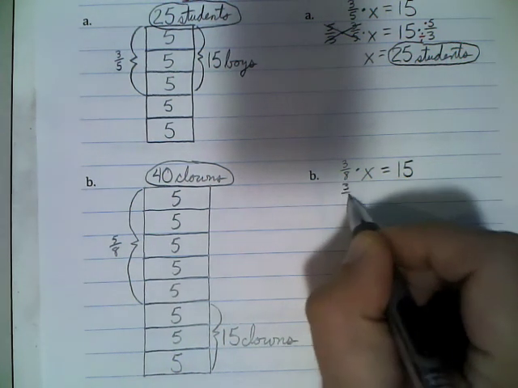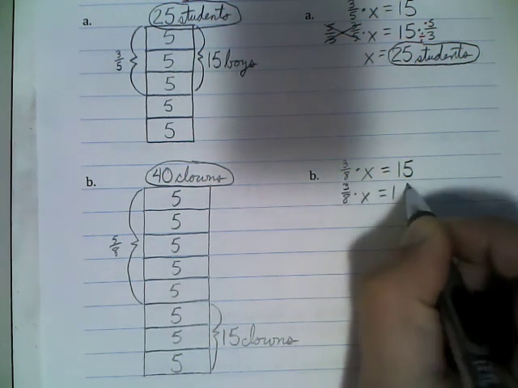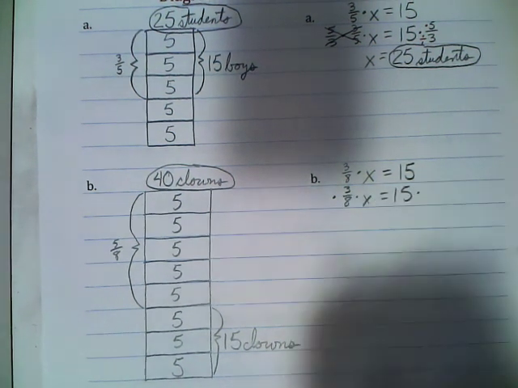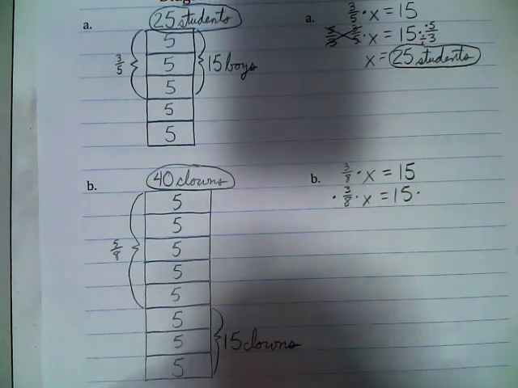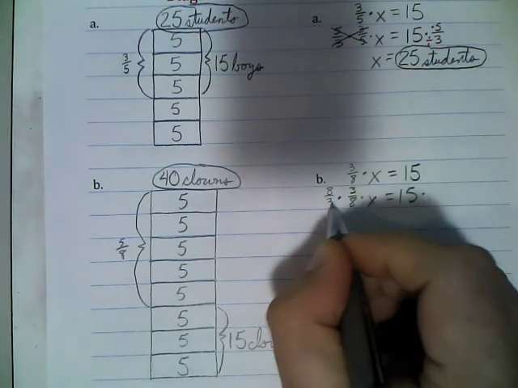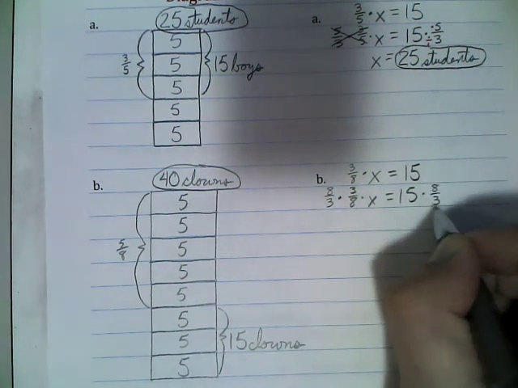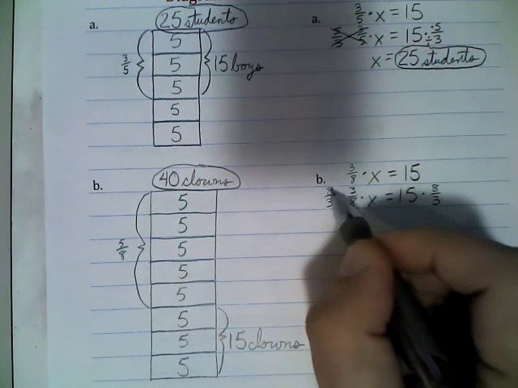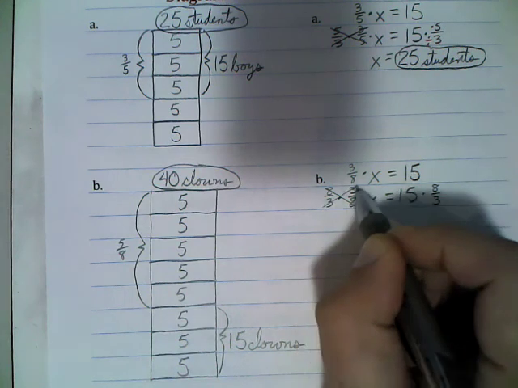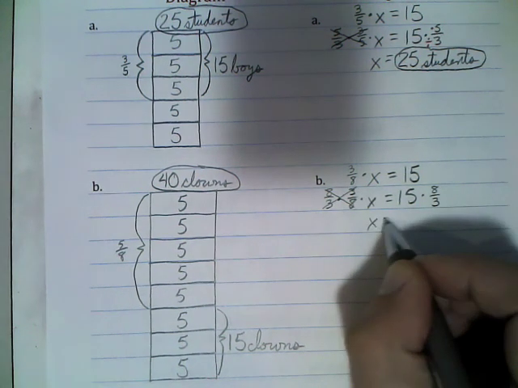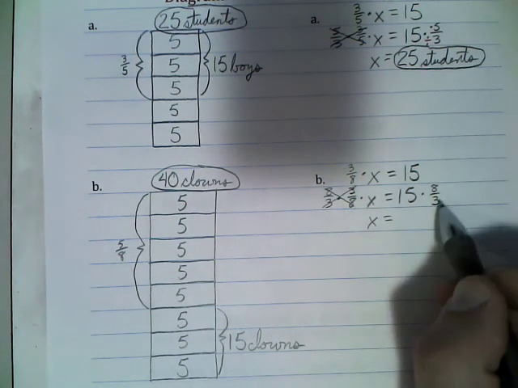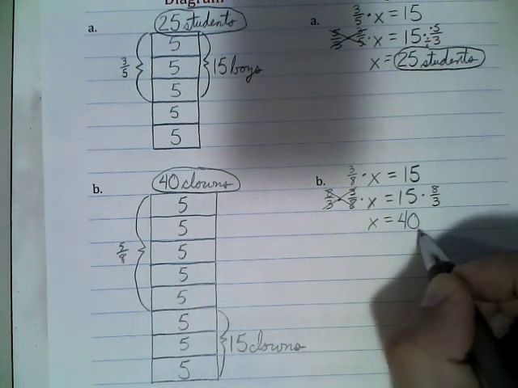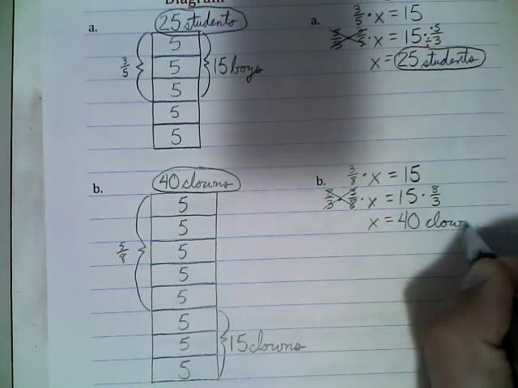Second step, I'm going to copy this down. I'm going to put a times down on both sides, and then multiply by the reciprocal of 3/8. So flip 3/8 over, and I get 8/3 on both sides. So on the left, 8 and 8 will cancel, 3 and 3 will cancel, that's why it's just x. Over here, 15 divided by the 3 is 5, times 8 is 40. So there are 40 clowns in all.